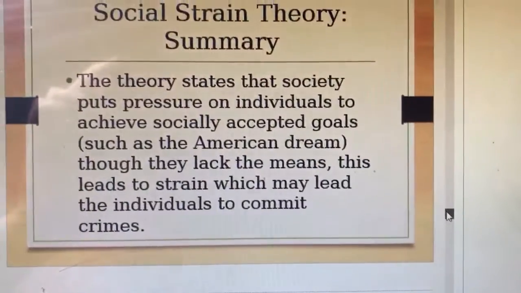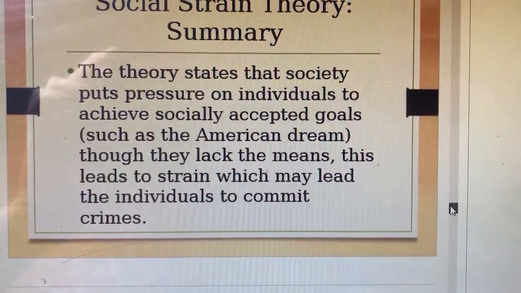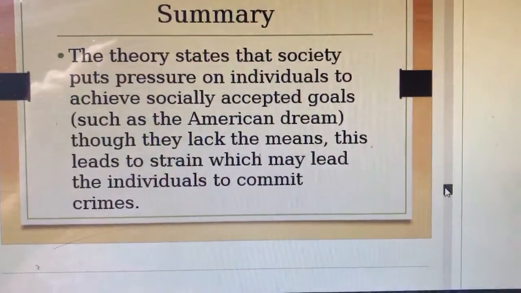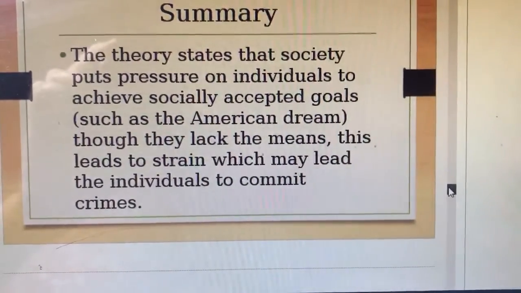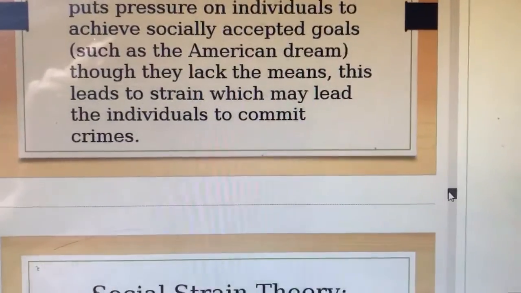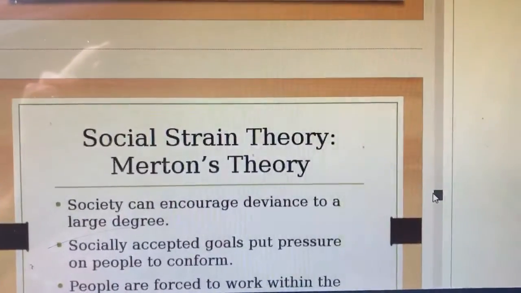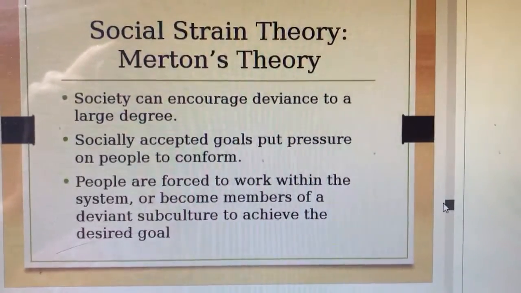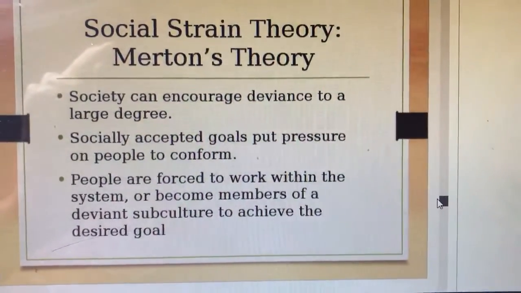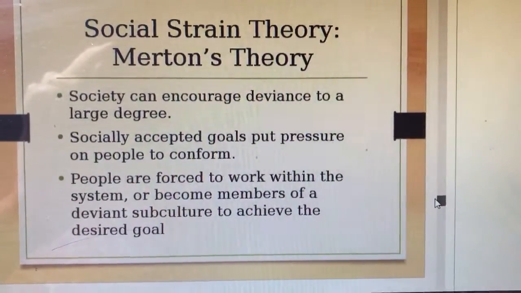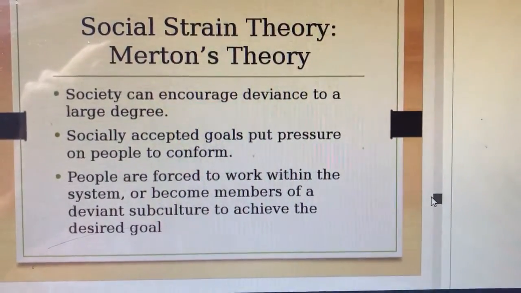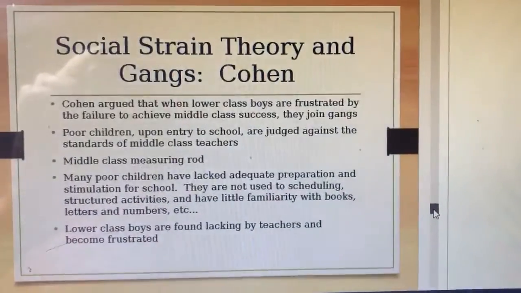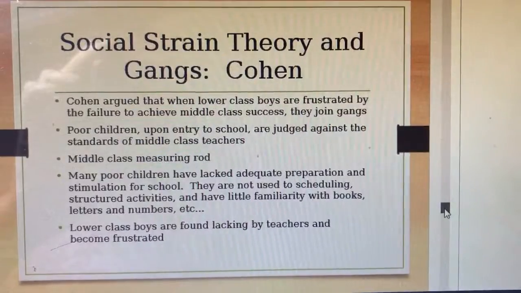So just in summary, we tell people these are the goals you want. And if you can't get them, then this leads to strain, which makes some people commit crimes. We're not excusing their behavior. We're just trying to understand it. And Merton says people have to either work in the system, and if they see themselves as being unable to work in that system, then they're going to work outside of it. All right, and he also says, hey, this is a big reason we have gangs.